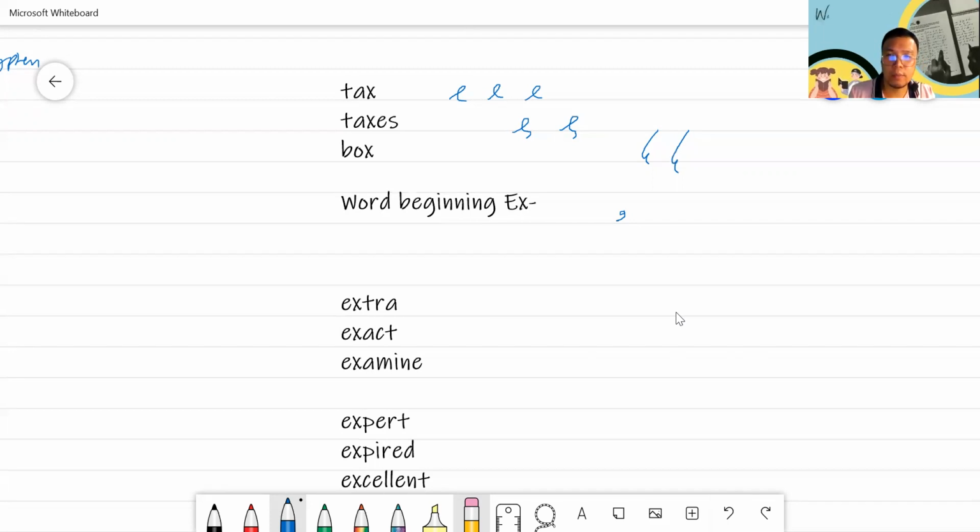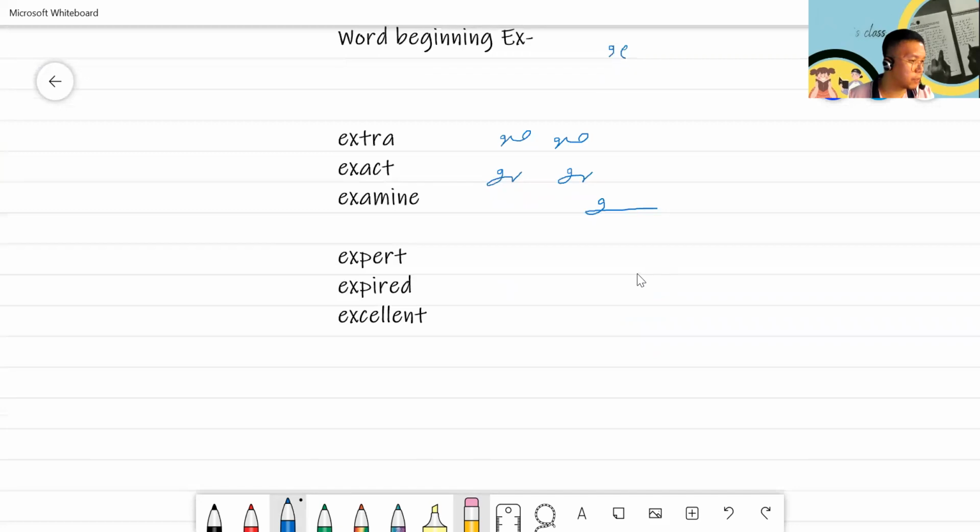Just like that. Let me write it again. So we have the E, S to represent the sounds of the word beginning X. All right, extra. We have the E X T R, A for extra. Exact, we have the E A K T, exact. Examine, X and then the min symbol for the word examine.